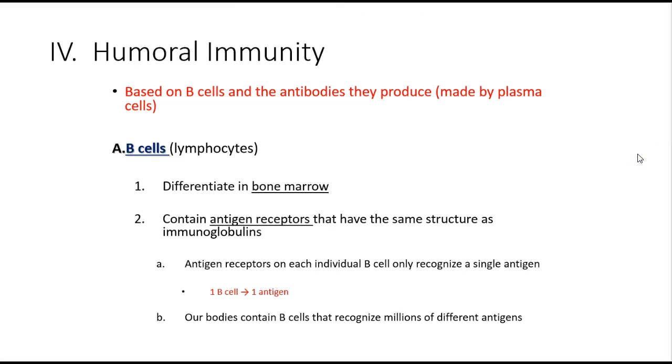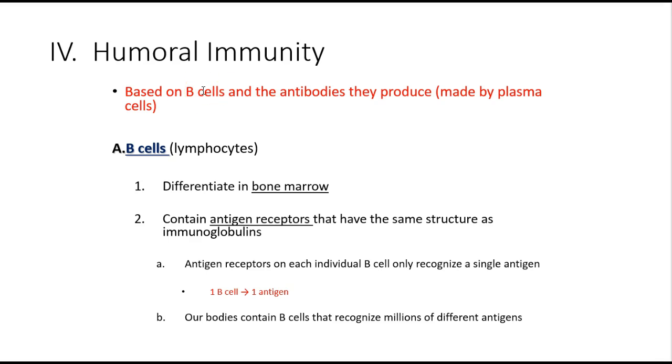Alright, let's talk about the two different types of specific immunity. In this video, we're going to talk about humoral immunity, and in our next one we'll talk about cell-mediated immunity. Humoral immunity is part of our specific line of defense, and it's based on our B cells.